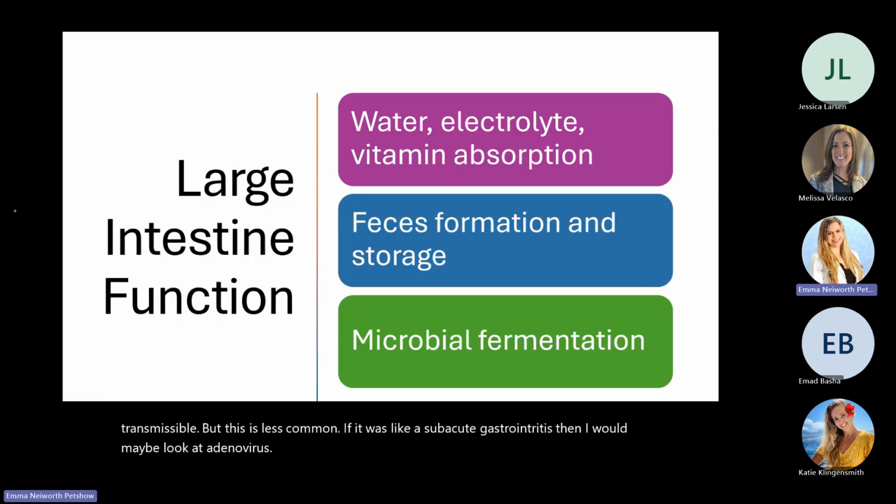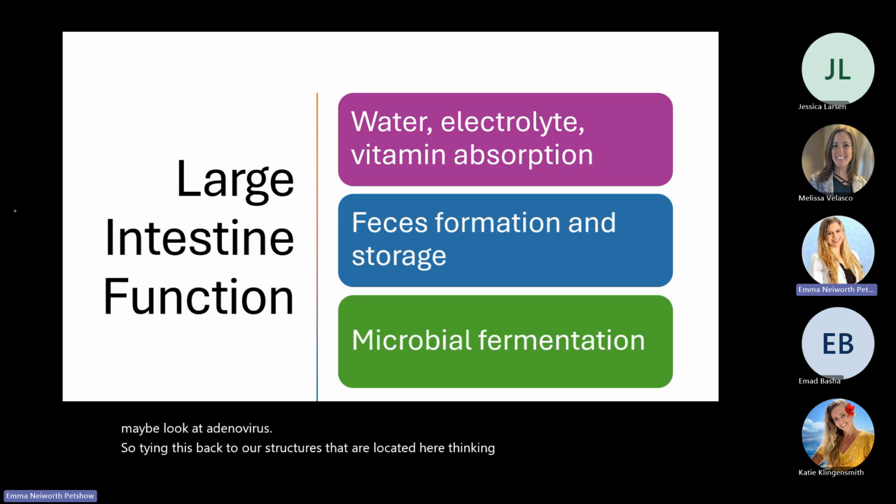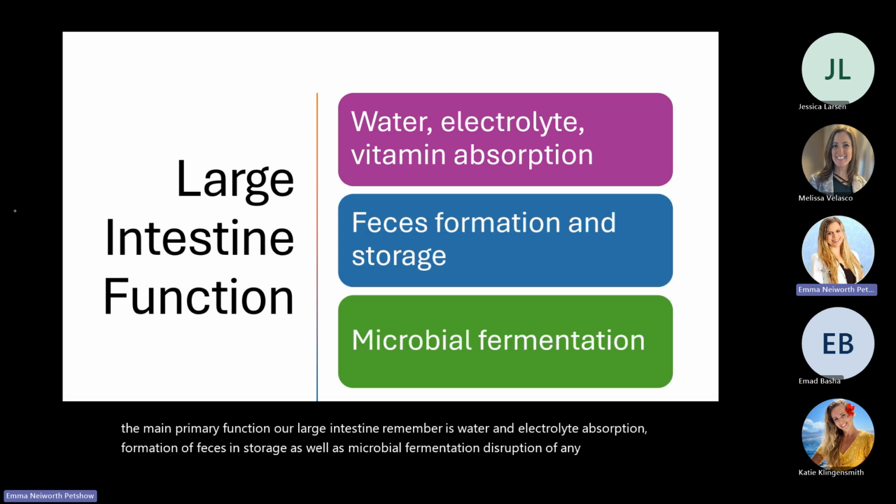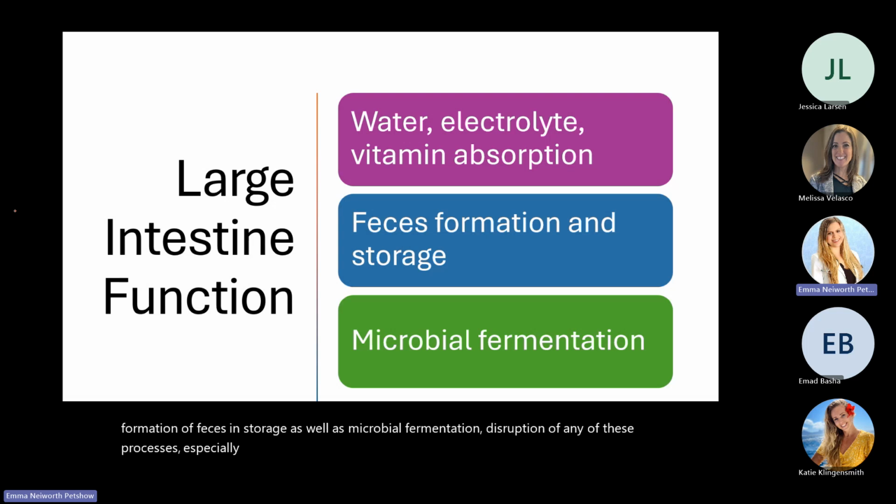So tying this back to our structures that are located here, thinking about our large intestines, the main primary function in our large intestine, remember, is water and electrolyte absorption, formation of feces and storage, as well as microbial fermentation. Disruption of any of these processes, especially water absorption, explains why any colonic infection causes frequent, smaller volume stools rather than a massive watery output that's seen in small intestinal disease.